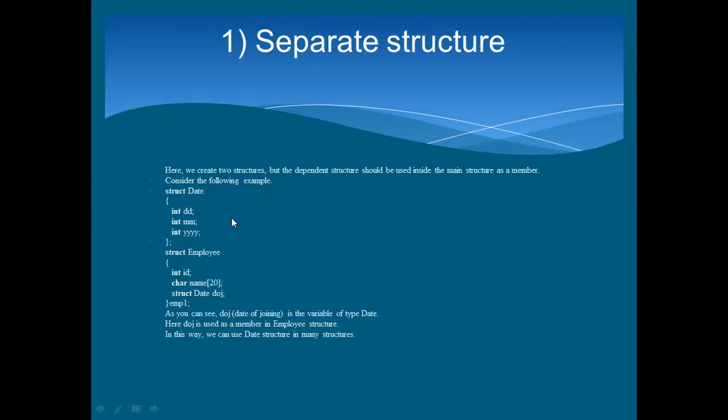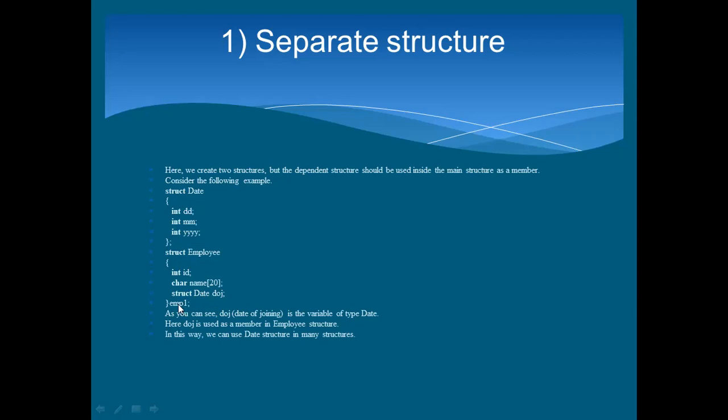Now here I'm going to take another example, struct date. It has the members DD, MM, YYYY. So this is the outer structure, and I'm going to create another structure with the name employee. In this employee, I'm going to create a date of joining, a structure variable named DOJ. DOJ is a variable of type struct date.